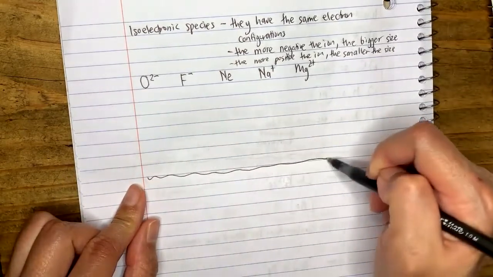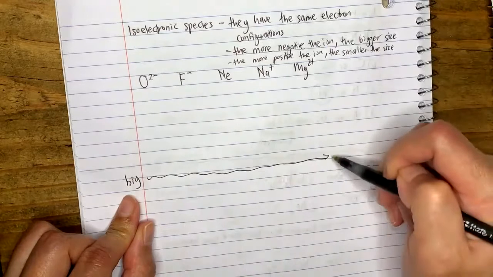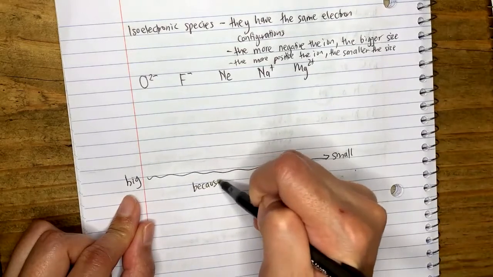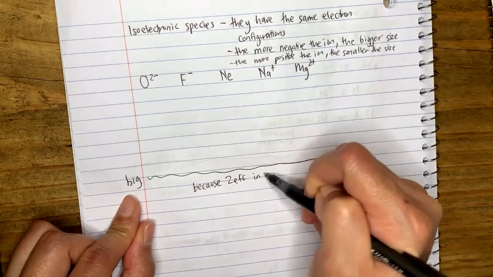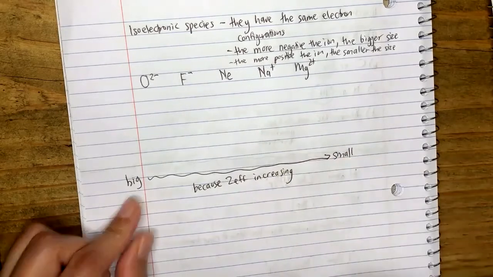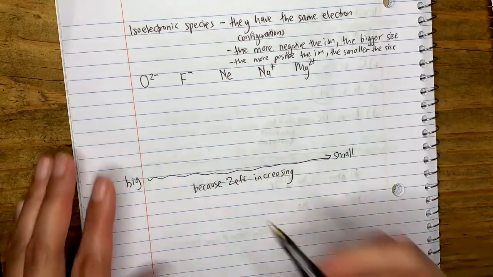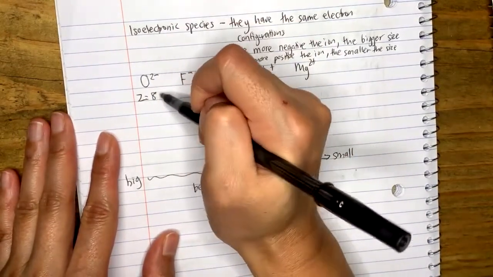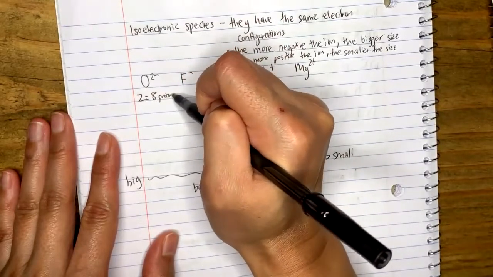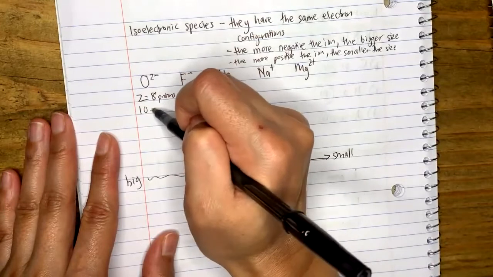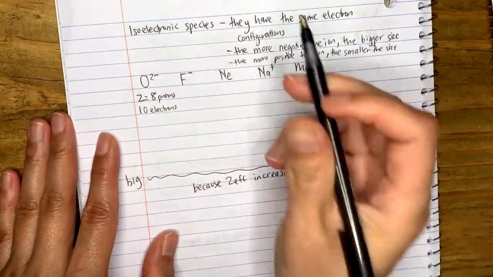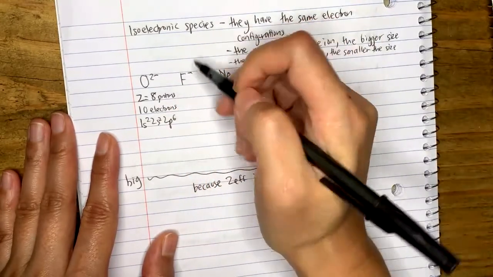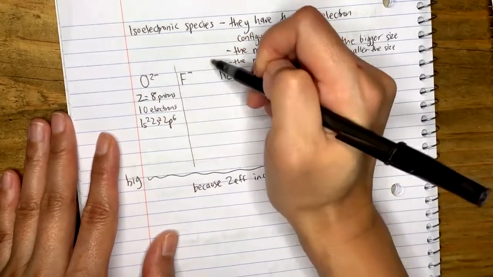So basically, it goes from big to small. Why? Because Z effective is increasing. So I'm going to go ahead and show you the Z effective calculations here, okay? So O, Z original, the number of protons, is 8, okay, 8 protons. And then we have 10 electrons, because it looks like neon, and everybody has the same configuration, 1s2, 2s2, 2p6. Everybody looks the same.